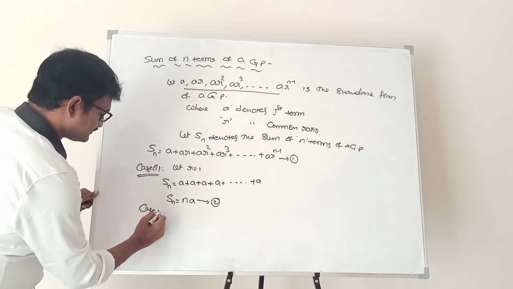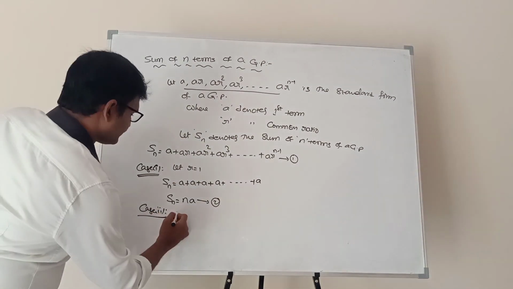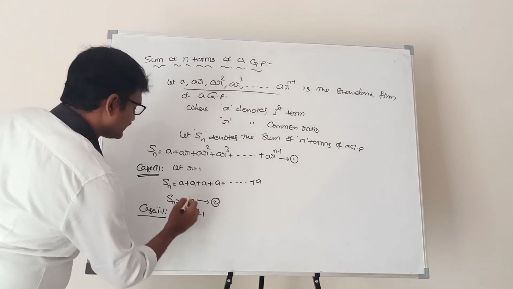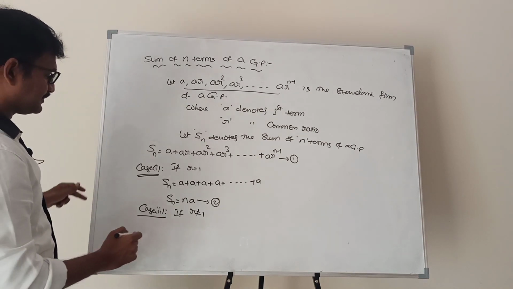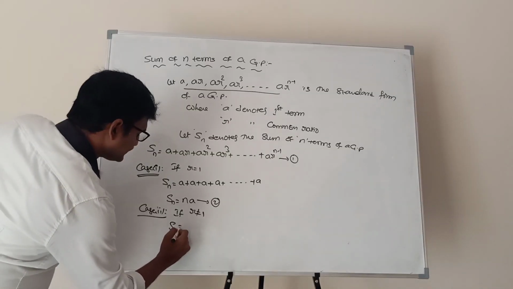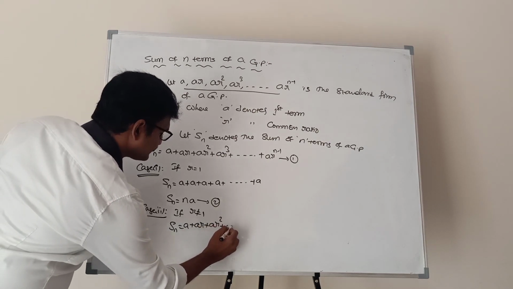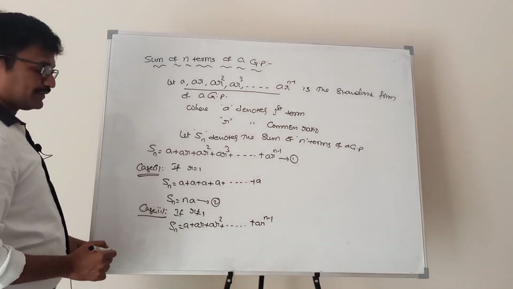Case 2. What is case 2? If r is not equal to 1. Here r equal to 1, here r not equal to 1. Then what is Sn equal to? a plus ar plus ar squared plus so on, a into r power n minus 1.